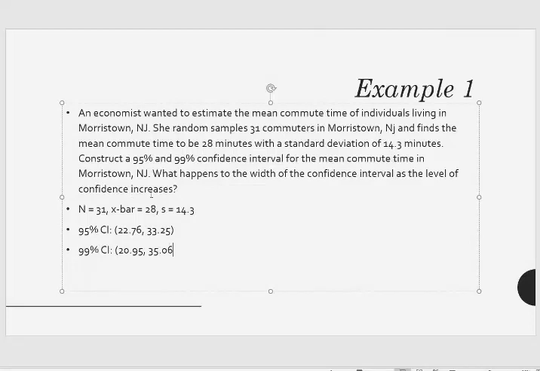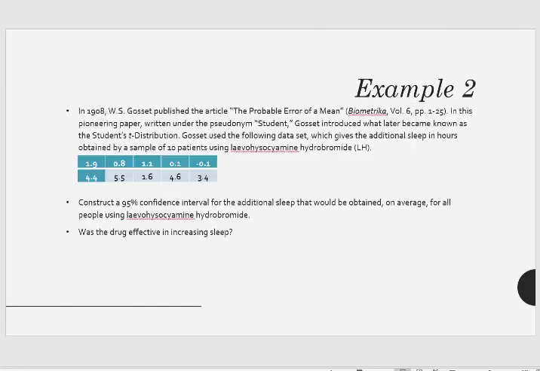So what we're seeing here is as you increase the level of confidence, the interval gets wider. That's what we would expect to happen. All right, let's do one more example. This example is the actual example that was published by Gosset when he introduced the student's t-distribution. So here's the problem. In 1908, W.S. Gosset published the article, The Probable Error of a Mean. In this pioneering paper written under the pseudonym Student, Gosset introduced what later became known as the student's t-distribution.